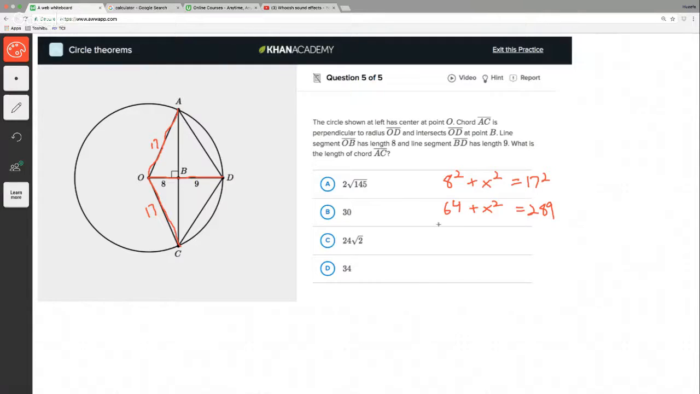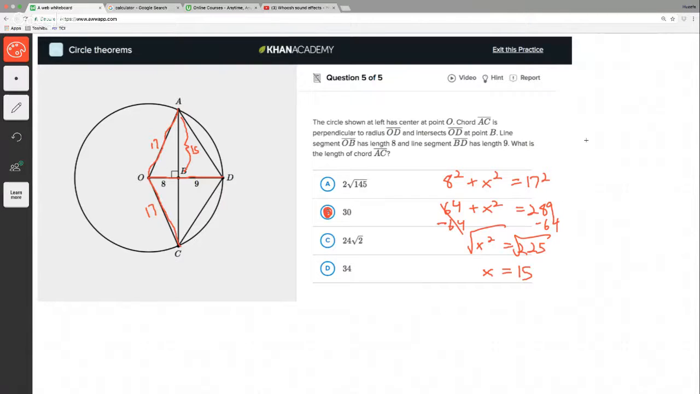We're going to subtract 64. And we got x squared equals 225. It's definitely right then because we get a perfect square. And then we square root both sides. X equals square root of 225, which is 15. They're nice, they didn't actually put 15 down because a lot of people could make that mistake. Remember, 15 is just the length of AB. But we want AC. It's double that. Therefore, it's 30.